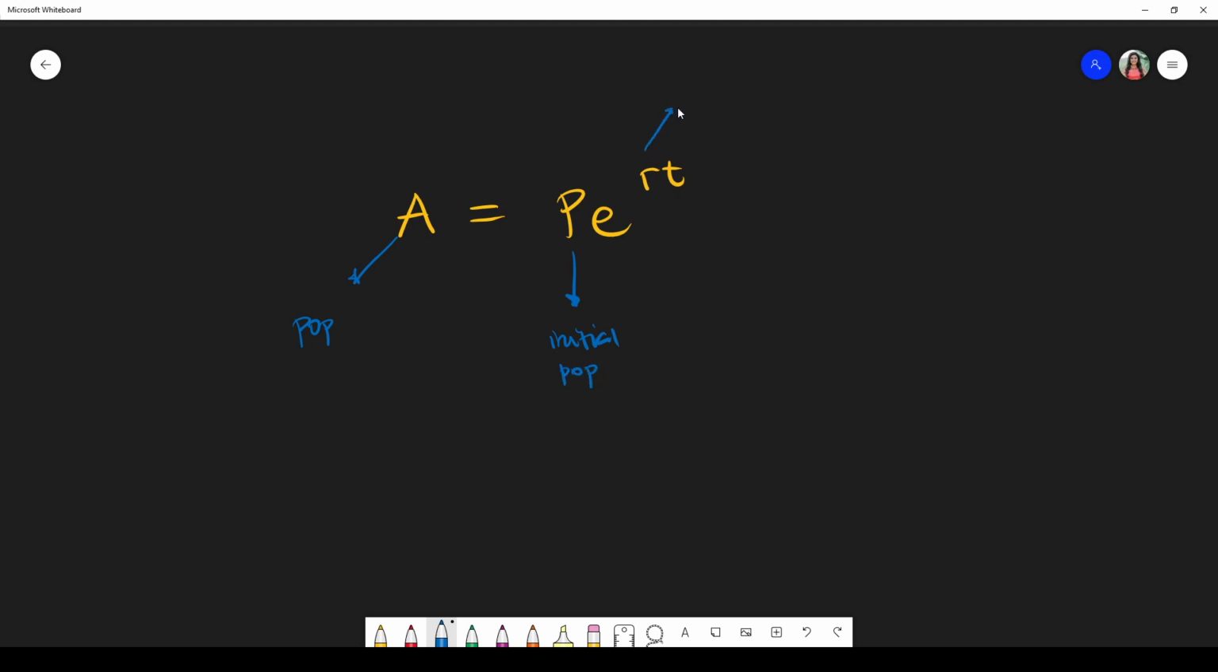R is equal to the rate of growth of the population, and T is equal to the time of the growth of the population. E here, if you could recall, is Euler's constant, and it is approximately equal to 2.718.